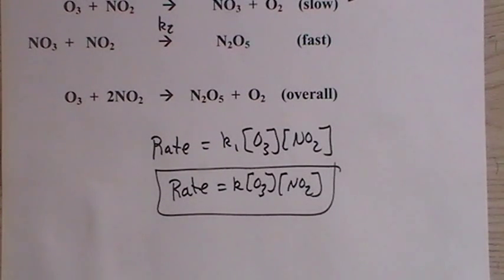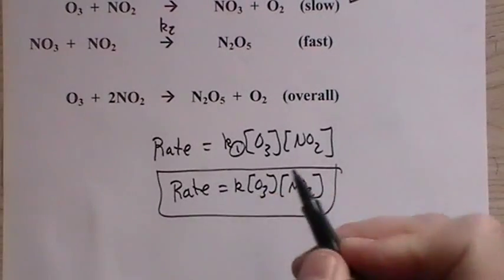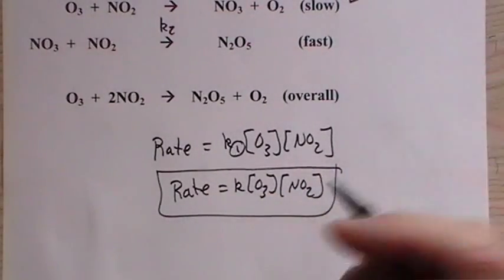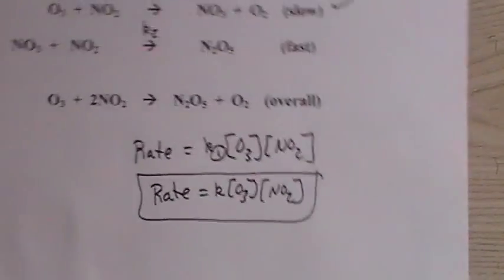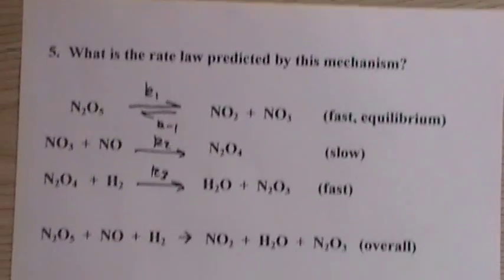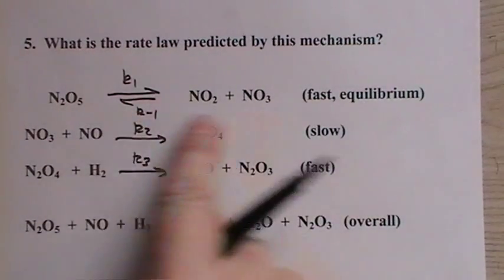So you're asked for the rate law. Go to the slow step, write the rate for it, and you might as well get rid of that 1. It's a constant. We don't know what its value is, so make it look like a regular rate law. So let's try that here with this one. Oh, we see it's a little different. We got this equilibrium going on.